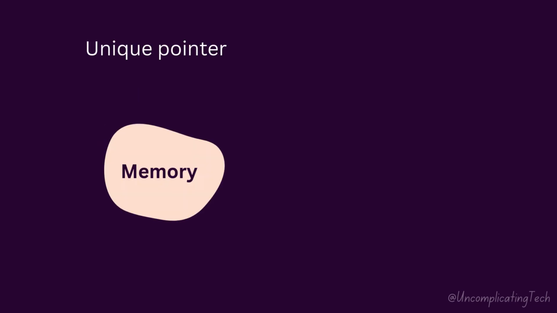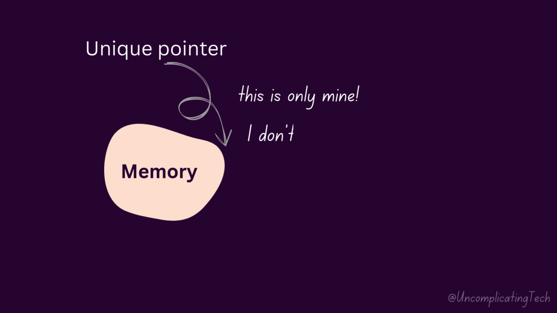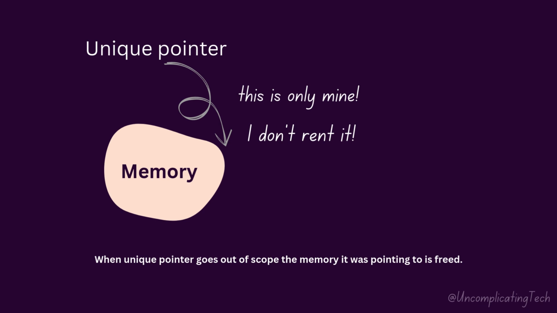Unique pointer. A unique pointer owns a piece of memory exclusively. That means you cannot copy it. When a unique pointer goes out of scope, the memory it was pointing to is freed.